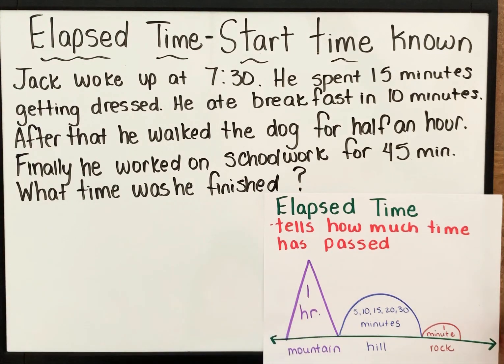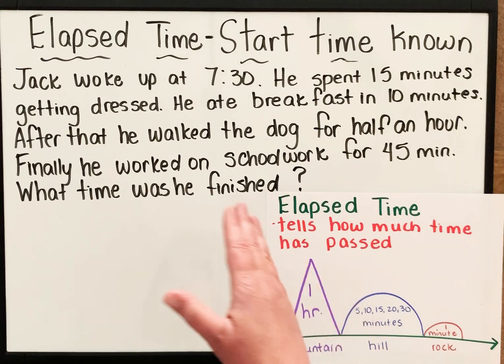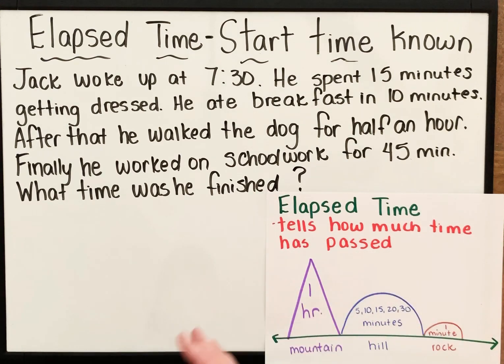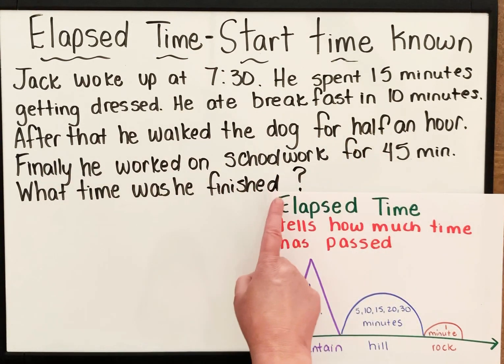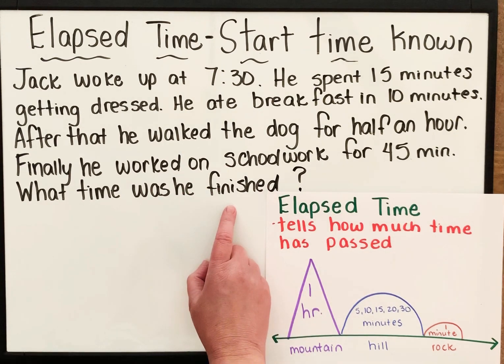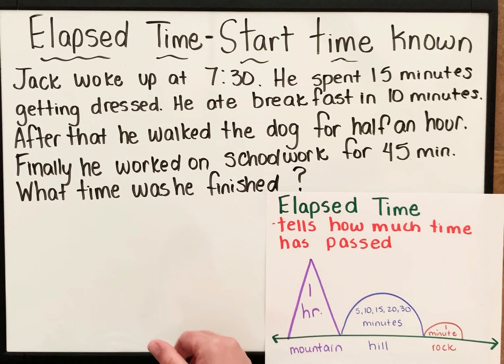So let's get started. When we have elapsed time, that means we want to know how much time has passed. Sometimes we will be given that. Sometimes it will be an unknown. In this video, we know our elapsed times. We have them listed throughout our problem. We are going to solve today what time this was finished, what the stop time is.